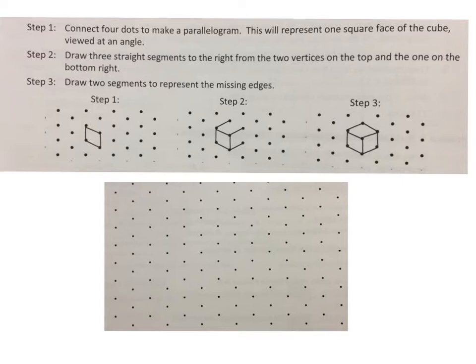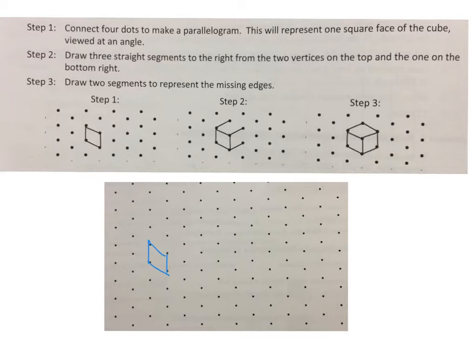Thank you. Okay, step 1, you're going to connect 4 dots to make a parallelogram. Okay? Do you see how they did that? They found 4 dots and they connected it to make a parallelogram. I can do that here too. I'm going to find 4 dots and I'm going to connect it to make a parallelogram. Do you see that? This represents one square face of the cube. Even though it doesn't look like a square, it looks like a parallelogram. When it becomes a 3D cube, it will represent one square face of the cube, viewed at an angle. You're looking at it from the corner, not straight on. Does that make sense?